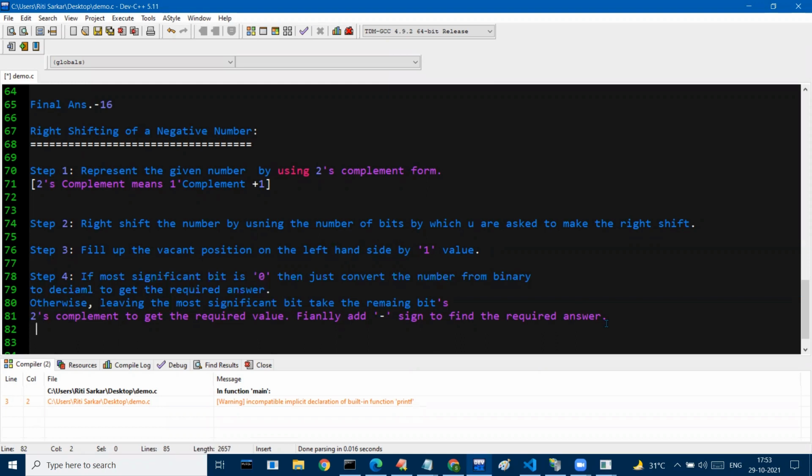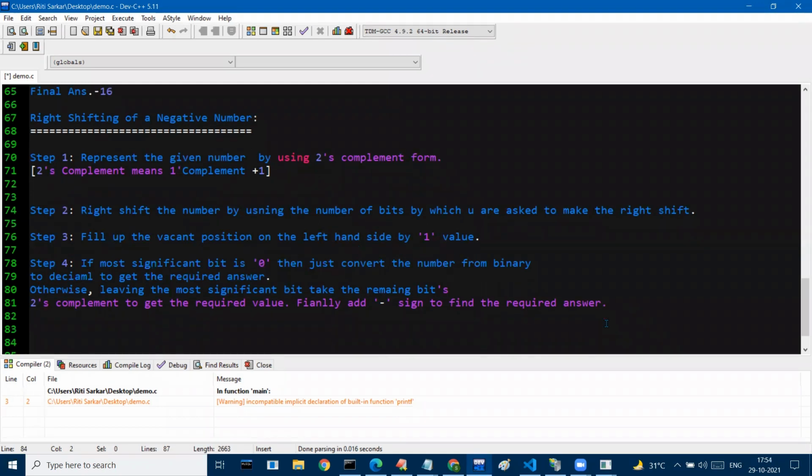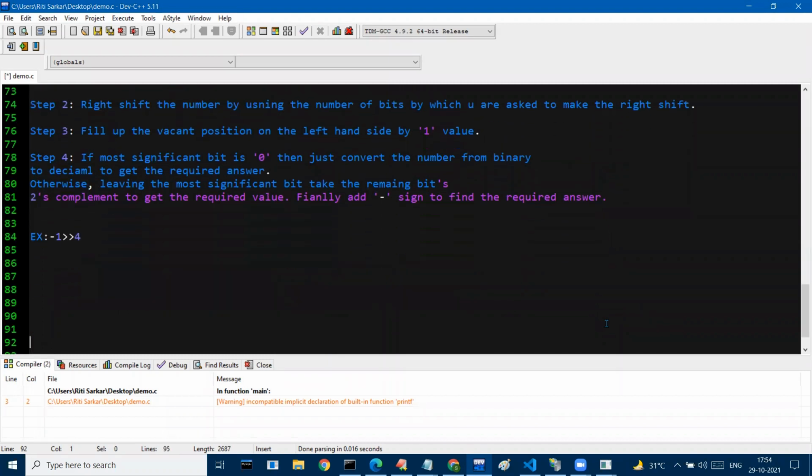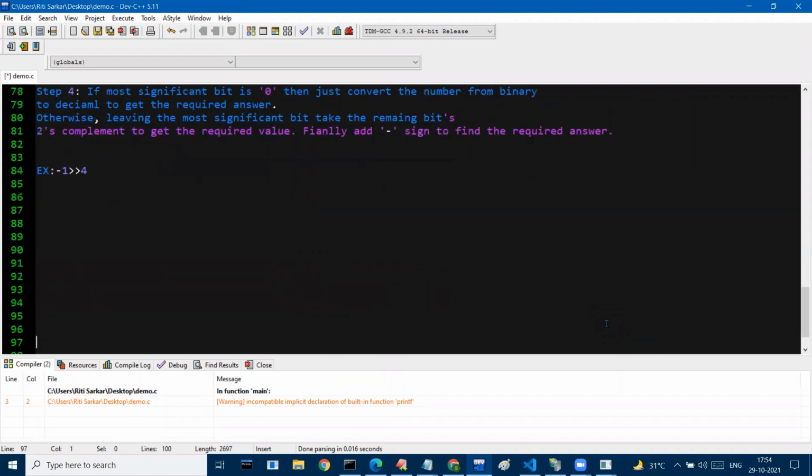Let us go for one example very quickly to understand the right shift. Say -1 right shift by 4. This is the example we need to know. Sometimes you need to do it very fast, rough work. For that purpose, you have to remember the -1 equivalent binary number is, guys, all 1. Just for shortcut, I'm telling you.